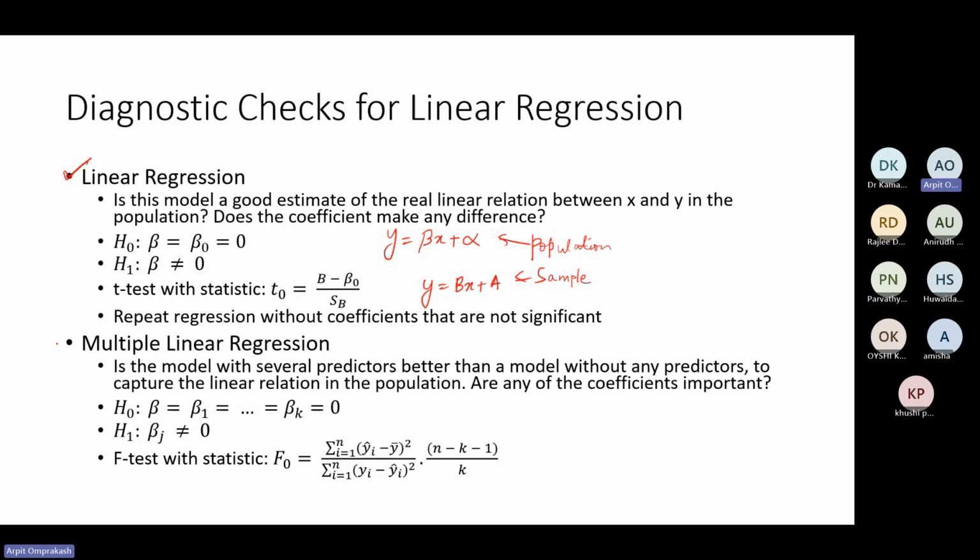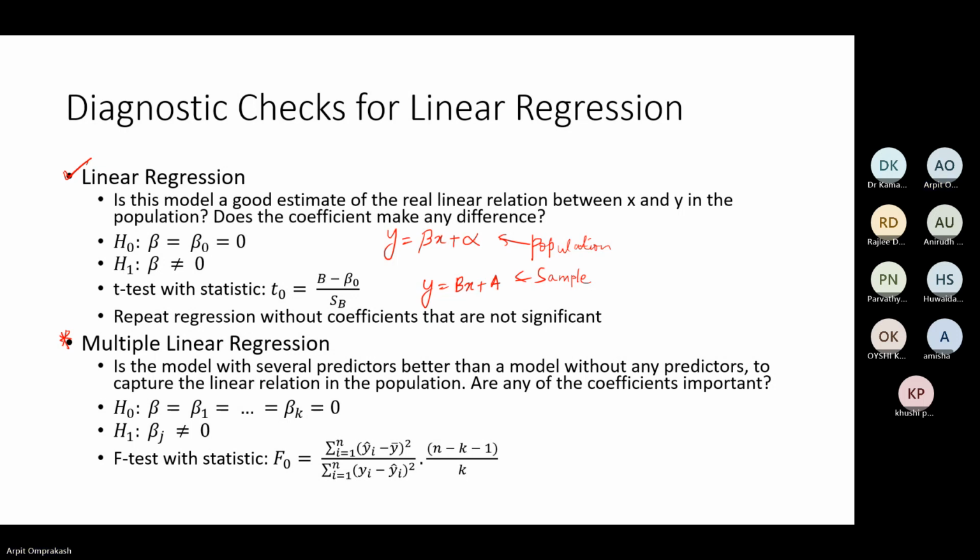For multiple linear regression, an additional thing that we can do is ask the question: is the model with several predictors better than a model without any predictors to capture the linear relation? Our null hypothesis is that all our population coefficients are 0. And our alternate hypothesis is that at least one of the coefficients is not 0. So at least one of the variables is related to the y value that we are trying to predict.